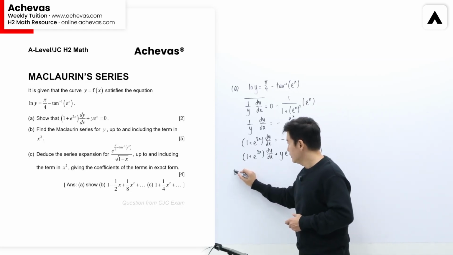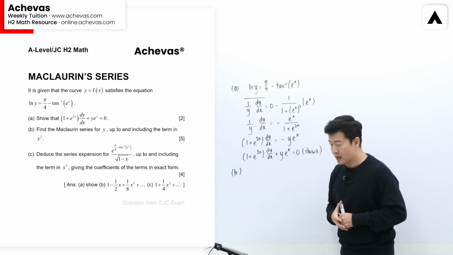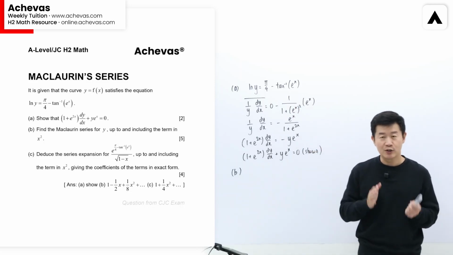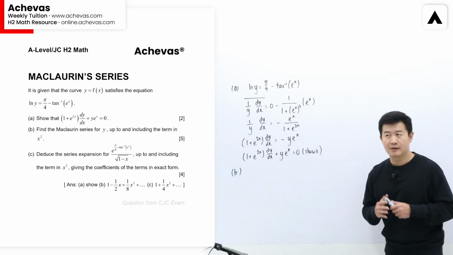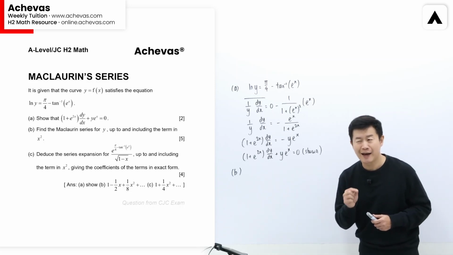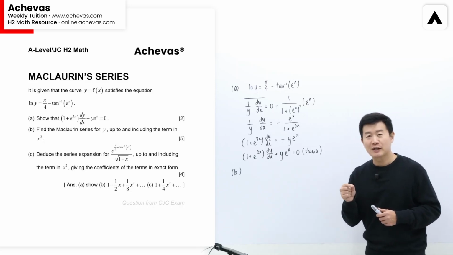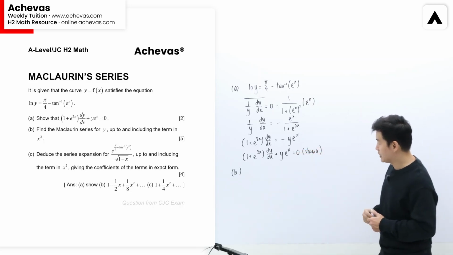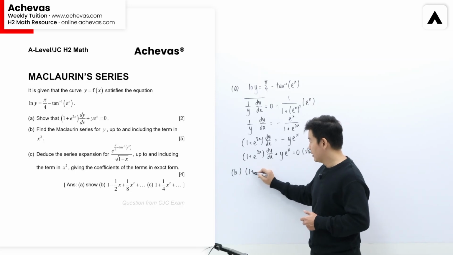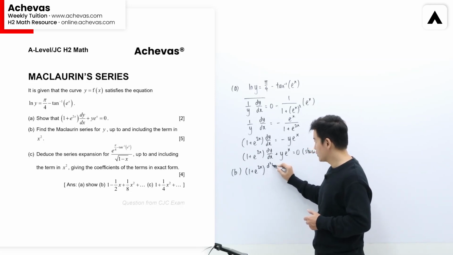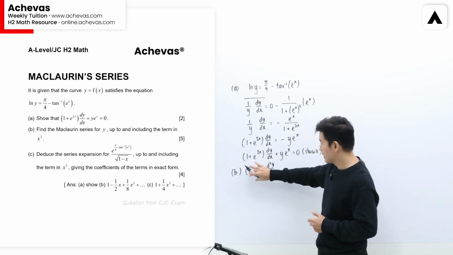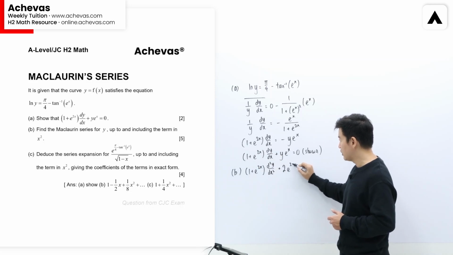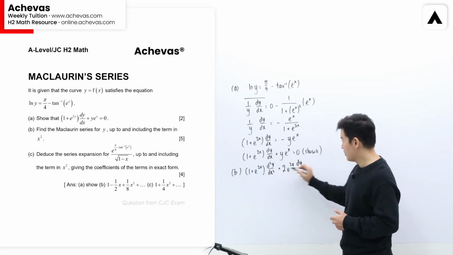Next, in part B, we are required to find the Maclaurin series of y up to and including the x square term. So to find the Maclaurin series of y up to and including the x square term, we will need d square y dx square. So we're going to differentiate this one more time. So differentiating this, applying product rule, it will be this. Then d square y dx square. Holding this the same, differentiating this. Then plus differentiating this, which will be giving us a 2e to the power of 2x. Then this remains as it is.